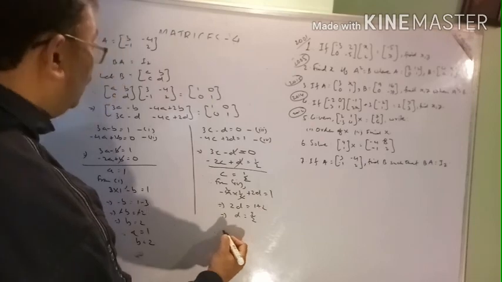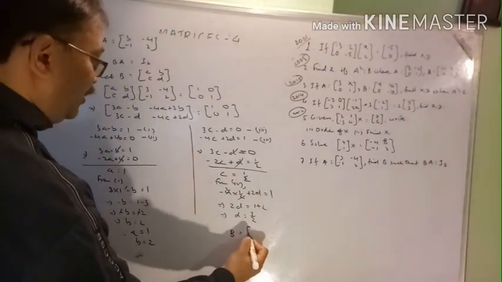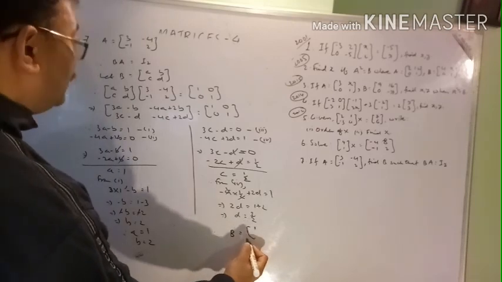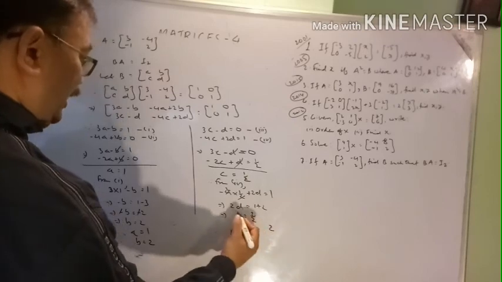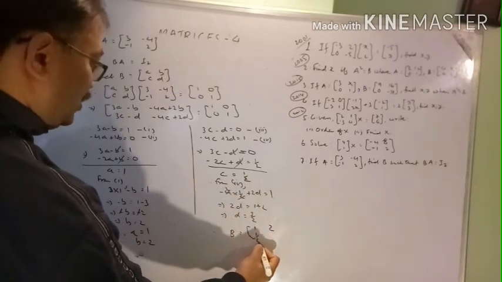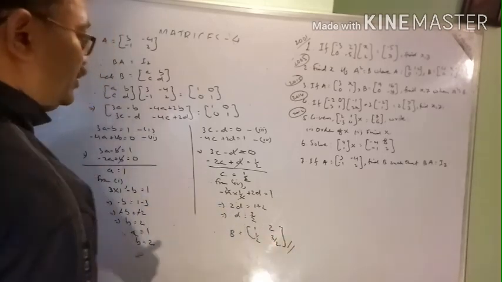So therefore required matrix B will have elements A, element 1, and B is element 2, and C is 1 by 2, and D is 3 by 2. So this is the required matrix. Okay.